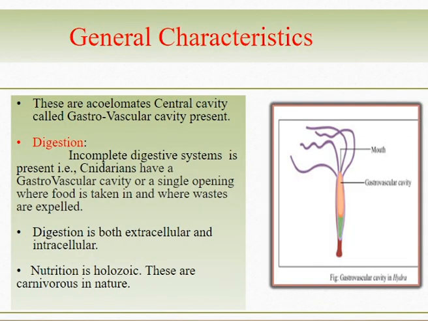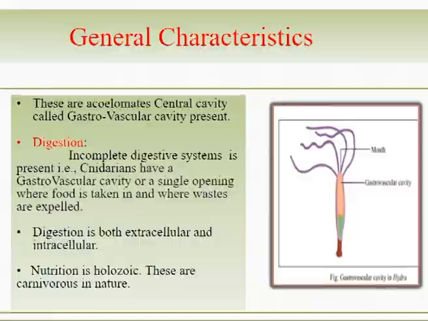The digestion, when we have a look at the digestive system in cnidarians, we find an incomplete digestive system, as the digestive system is very simple. They have a gastrovascular cavity with a single opening where food is taken in as well as the waste is expelled from that particular opening. And the digestion is both extracellular and intracellular.